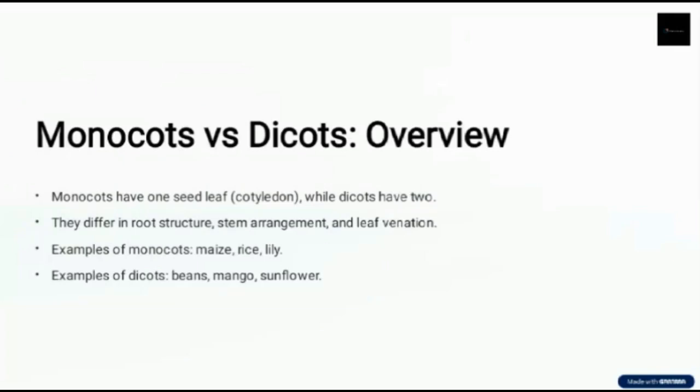Now, a general overview of monocotyledon and dicotyledon. Okay, this is what I've explained. Monocotyledons have one seed leaf. Cotyledon means seed leaf, okay? While dicot has two. They differ in their root structure, stem arrangement, and leaf venation. Now, examples of monocots include maize, rice, and lily. Examples of dicots include beans, mango, and sunflower.